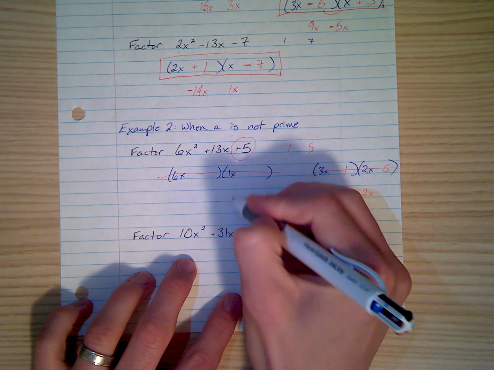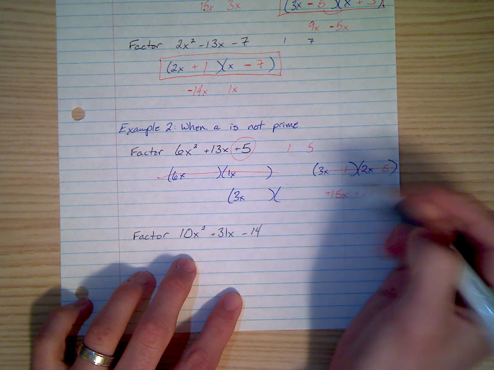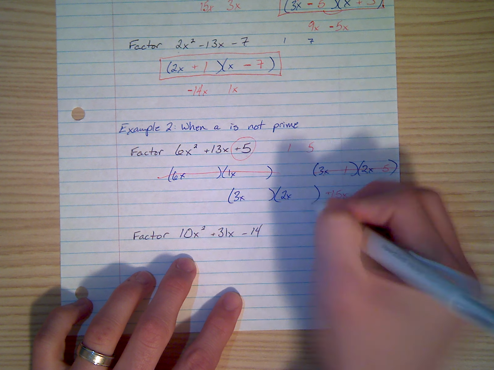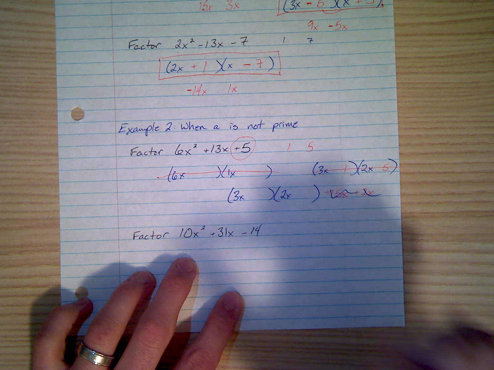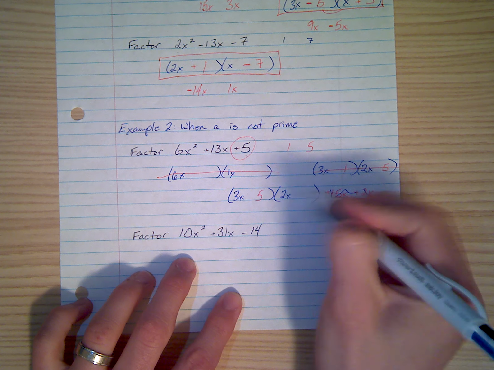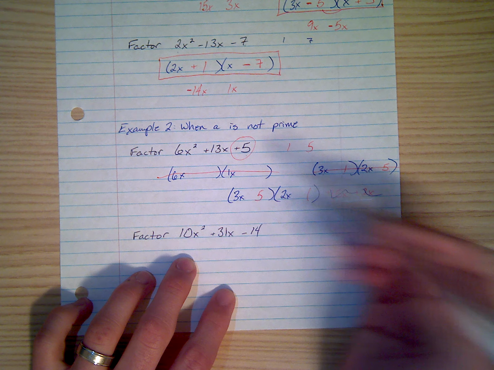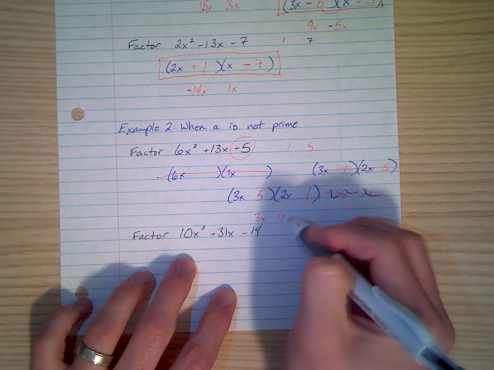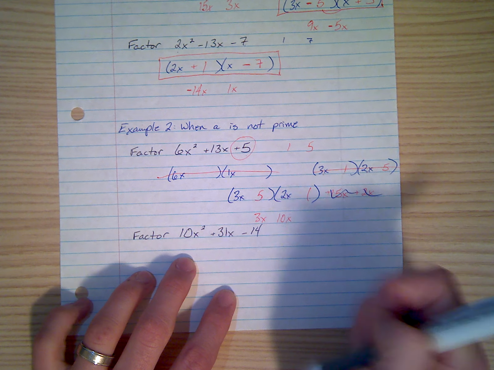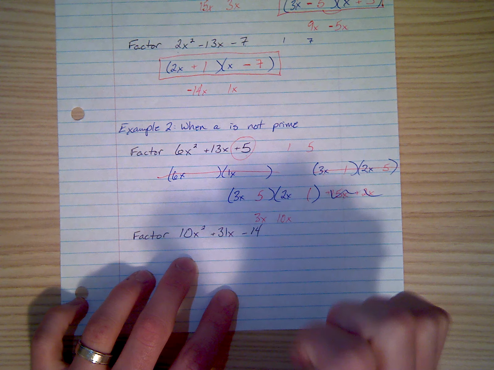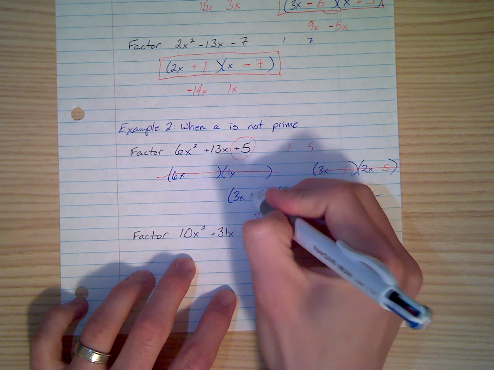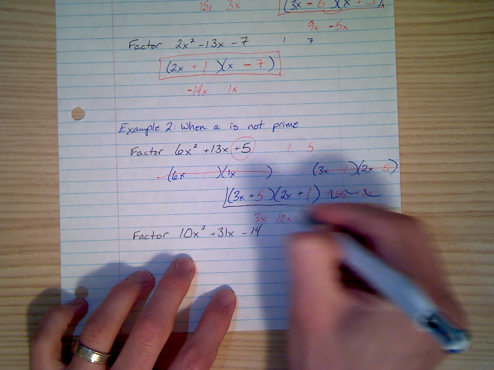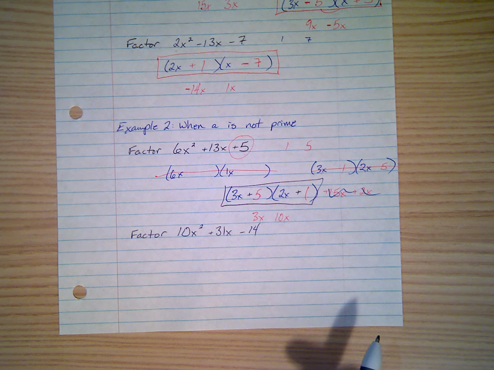But if I go with the 3x and the 2x, and I flip those around, I go to the 5 here and the 1 here. Now it actually works. 3 times 1 is 3. 5 times 2 is 10. And when I add them together, I get that 13x. So again, they both have to be positive. That one was tricky. It took us a while to walk ourselves through that one.